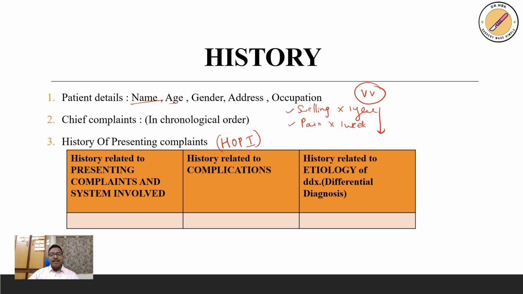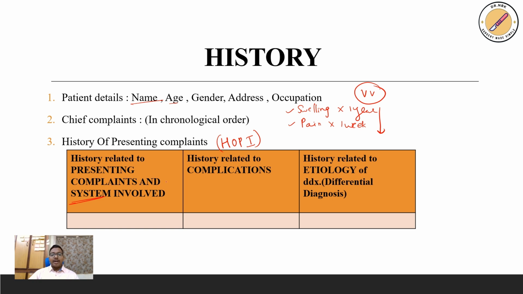So, what are the basic things? You can easily subcategorize this history of presenting illness into three subdivisions, right? For example, first one is history related to the presenting complaint and the system involved. So, let's say, for example, the patient presented with a swelling in the parotid region. So, you can go on asking regarding the main parotid swelling, whatever the questions related to the particular parotid gland swellings.